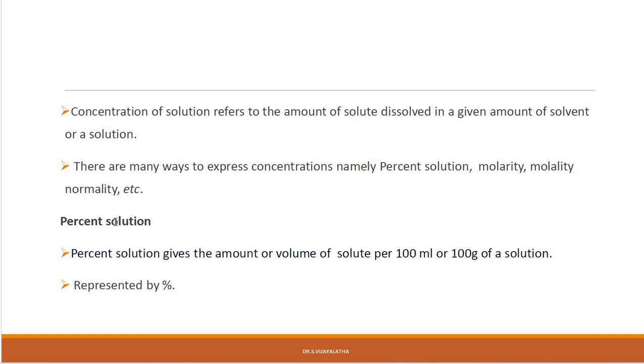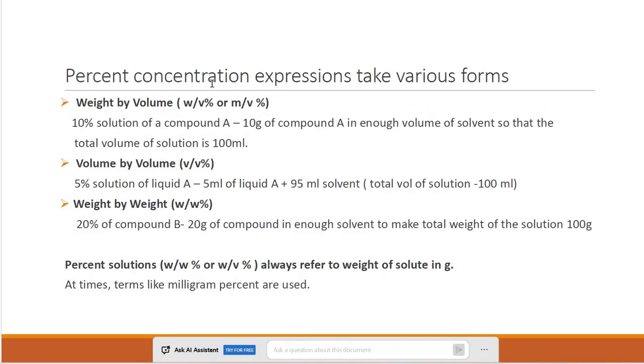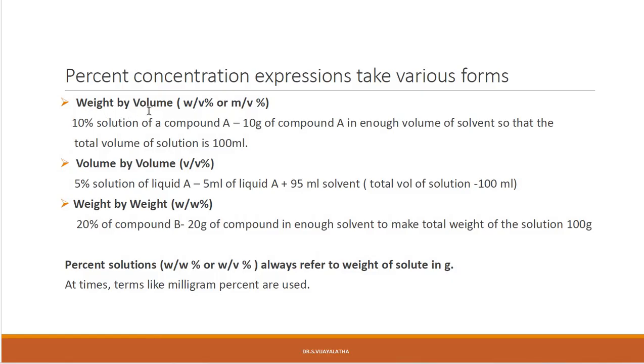As the name itself indicates, percent solution is going to give us the amount or the volume of the solute in 100 gram of a solution or 100 ml of a solution. It is going to represent it for 100. And it is represented by the symbol which is the same as the percent symbol. The different expressions for percent concentrations are, it may be given as weight by volume percent, W by V, volume by volume, V by V percent, or weight by weight, W by W percent.